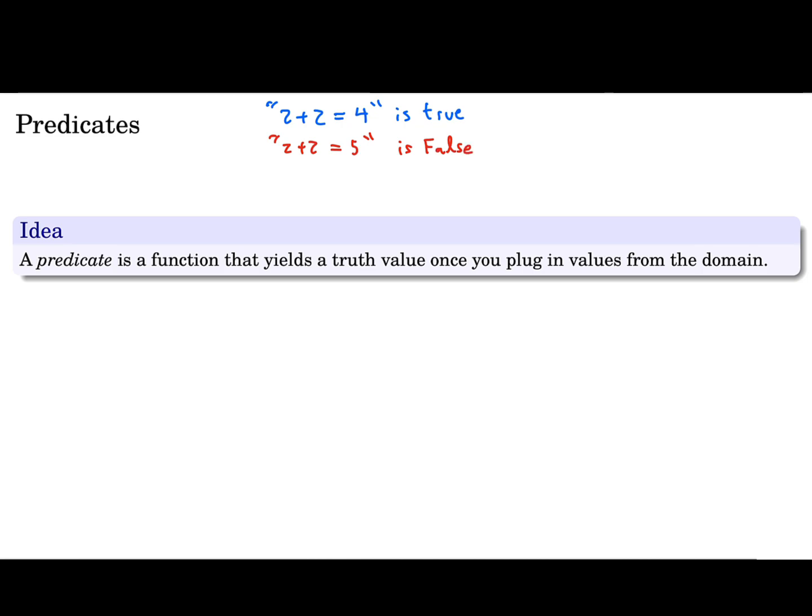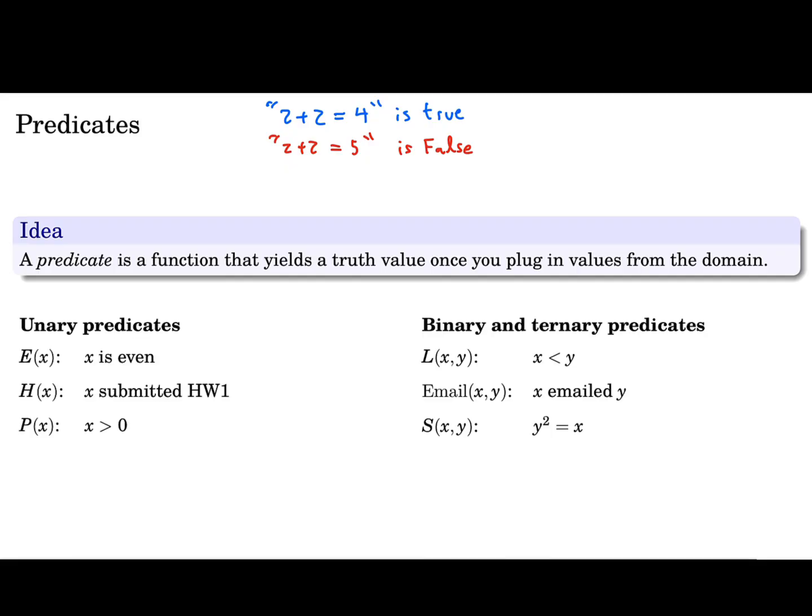A predicate is a function that gives a true value once we plug in values from the domain. So what do we mean by that? Let's look at an example here. E of x will be the predicate, that is, x is even, where the domain, let's think of it as the integers.